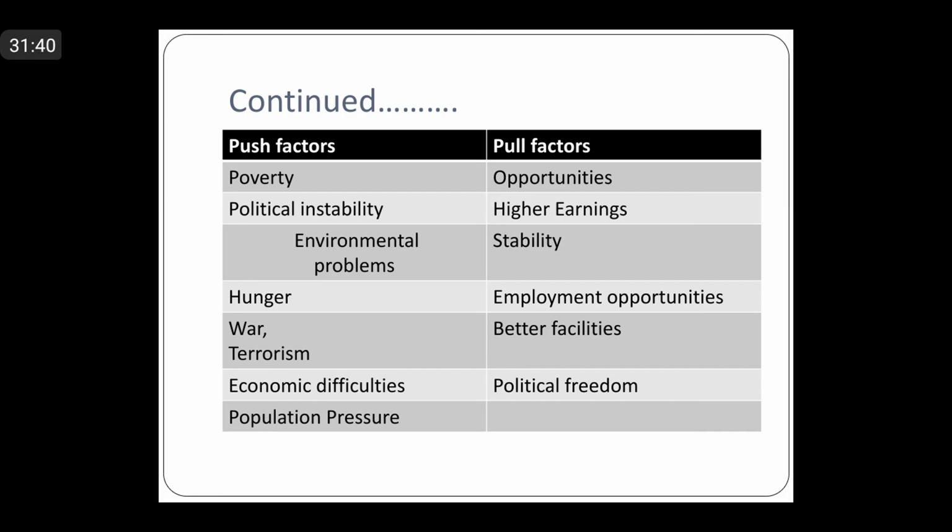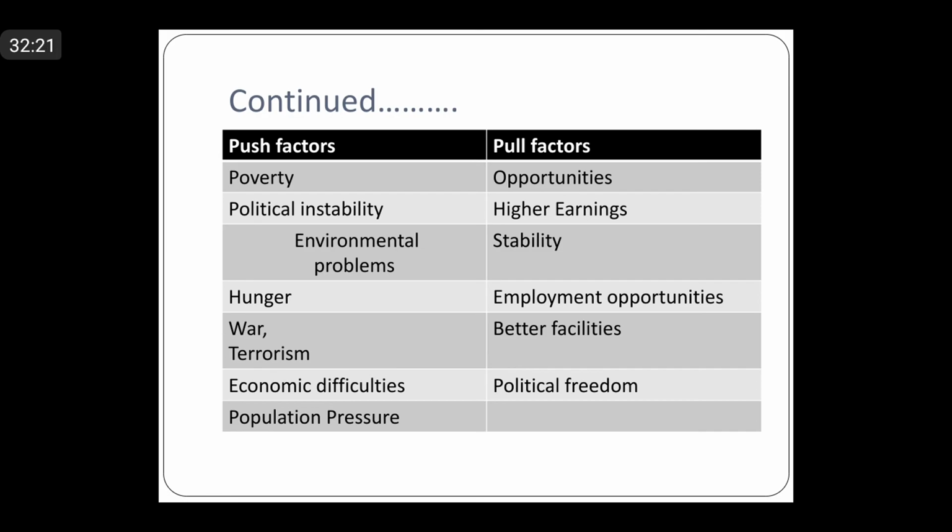A push factor is a geographical term used to describe any kind of influencing factor that motivates a person to leave one's country. The push factors shown in the table are poverty, political instability, environmental problems, hunger, war, terrorism, economic difficulties, and population pressure. All these are push factors due to which people leave their place of origin.